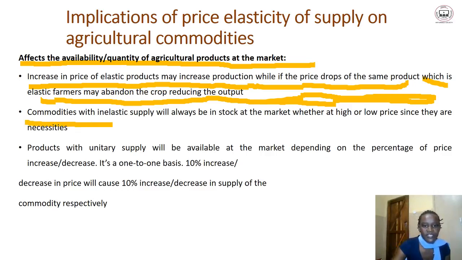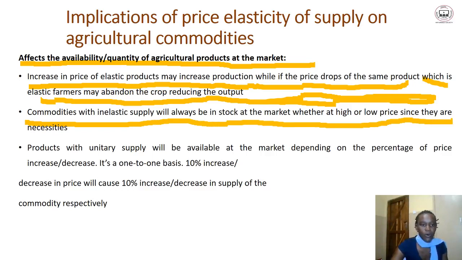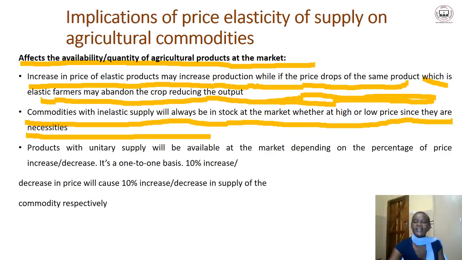And also commodities with an inelastic supply will always be in stock at the market, whether at high or low price, since they are necessities. We say that most of the necessity products or basic or staple food are under inelastic supply. So even if you increase a little bit or you reduce a little bit in terms of price, they'll still be in stock at the market. They are products which should be readily available at the market, since they are required by most consumers.